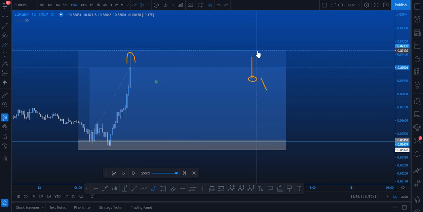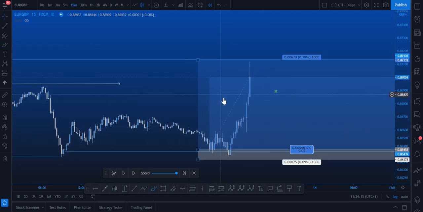So that was the thought process on euro pound. And what did I do? I said to myself, you know what? Let me wait and see what happens.